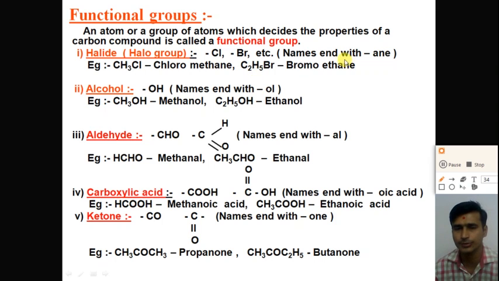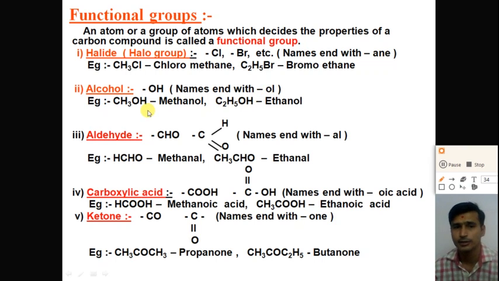So understand, dear student, the halo group, right? The second one is the alcohol. Alcohol ends with OH. Its name ends with the suffix 'ol', right?